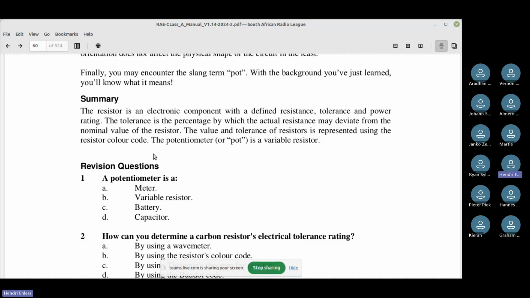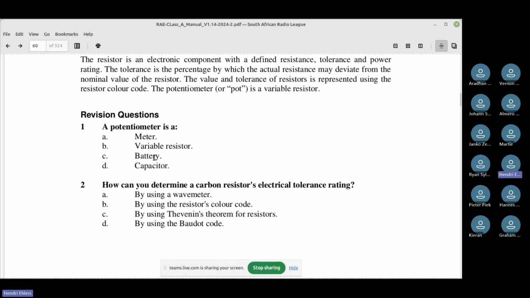The potentiometer or pot, I don't know whether you guys recall, I just now asked Google, I want to see a picture of a pot. That's the abbreviation slang for a variable resistor or potentiometer. So the pot comes from potentiometer, and it is not something you would make food in. Right, let's go to the questions.